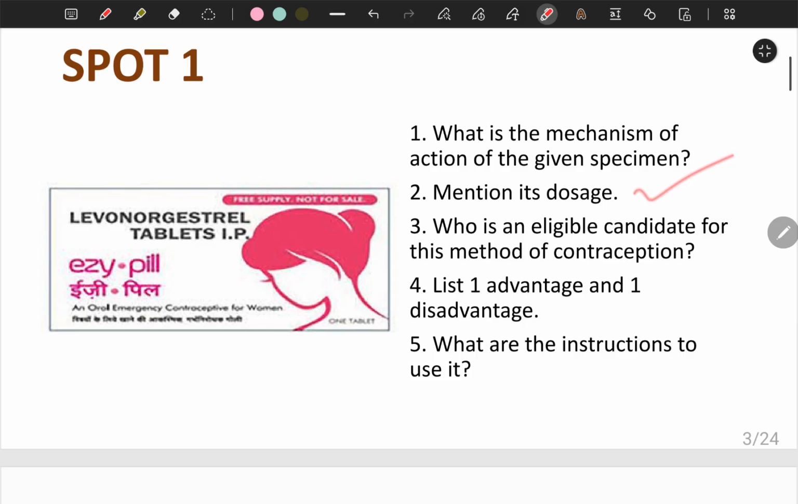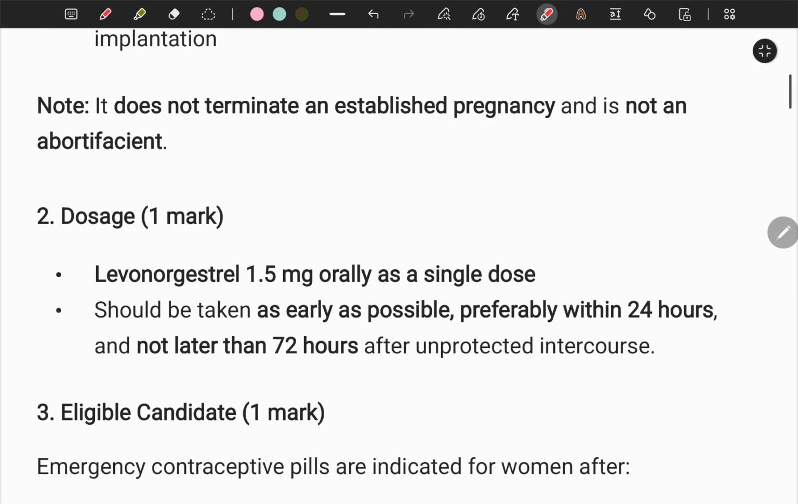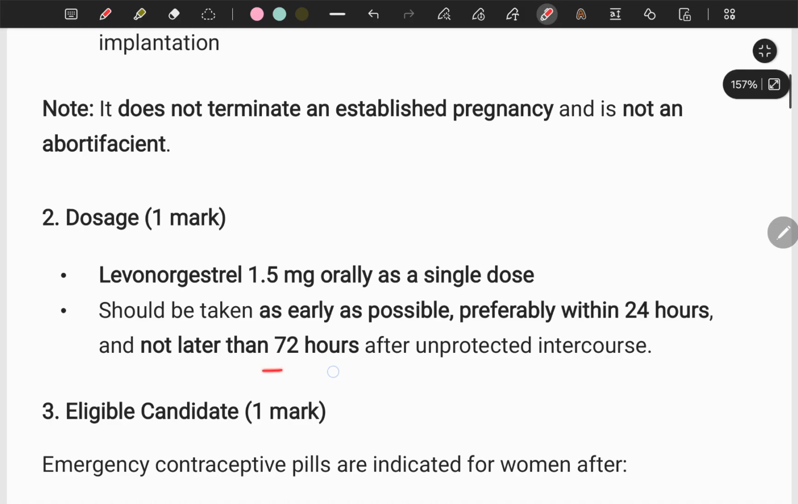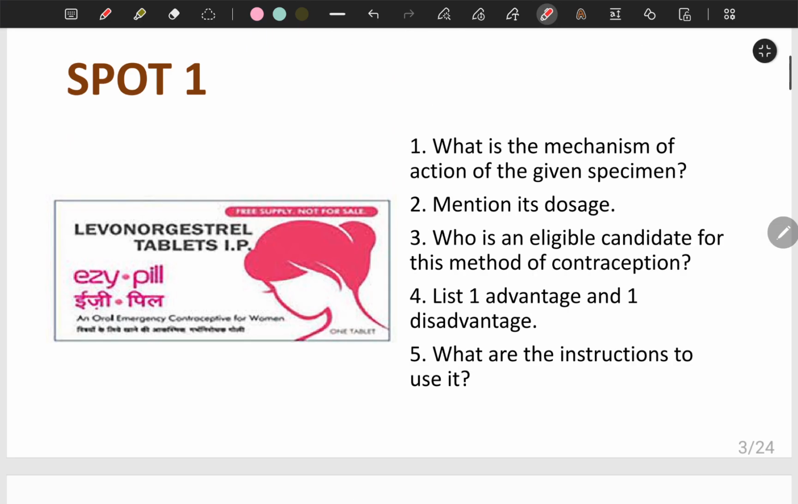Next question is mention its dosage. So its dosage is 1.5 mg orally as a single dose, and it should be taken as early as possible, preferably within 24 hours and not later than 72 hours after unprotected intercourse.